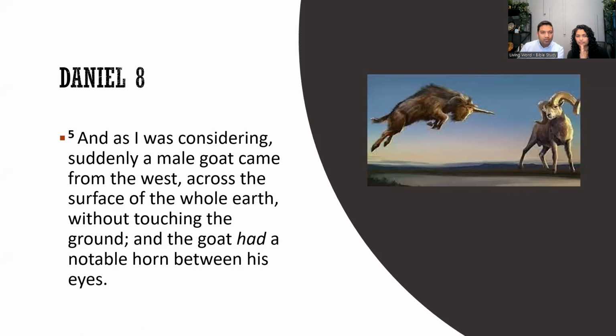Right? So when you say it was going across the surface of the whole earth without touching the ground, what does that tell you about this goat? When something is going without touching the ground, what does that tell you about the way it is going? It's going really fast, right? When something is going really fast, it kind of raises above the ground, right? Because of the speed. So the speed at which it was going, it was not touching the ground. That is how fast it was coming. And it wasn't coming, it was going across the whole earth, which means it was conquering everything and had one horn, right, between its eyes, which is the next kingdom that came from the west.